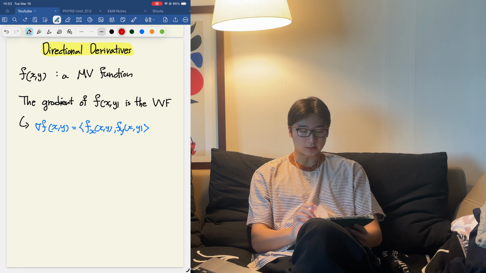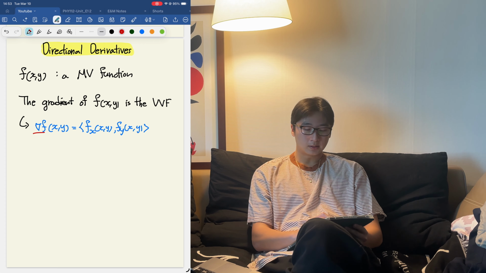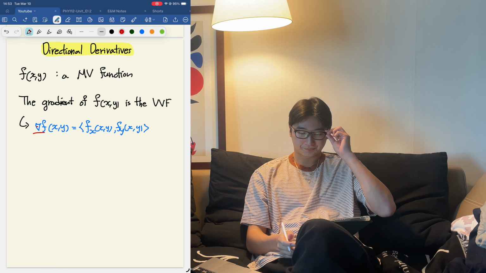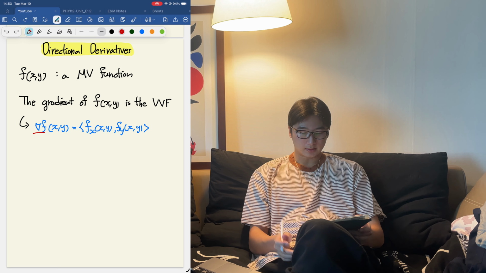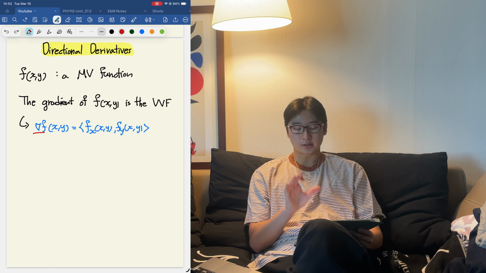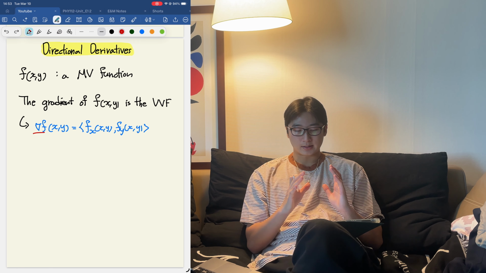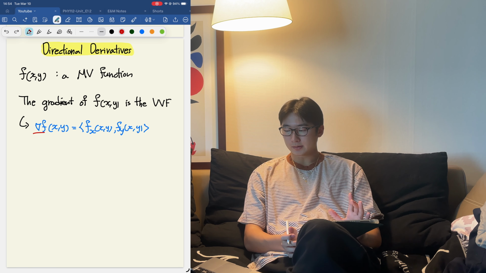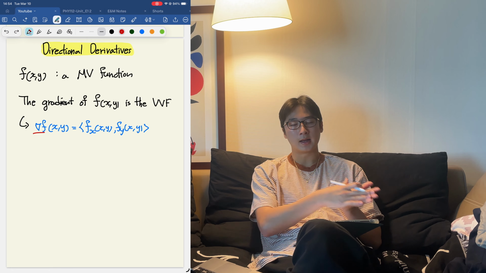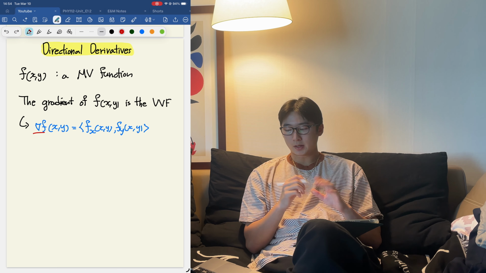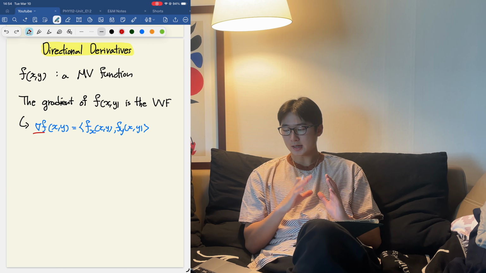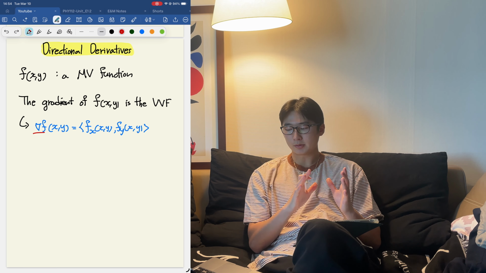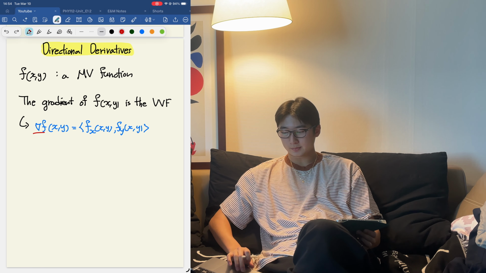So this is the gradient. We use this del operator, which looks like an upside down delta sign. The gradient is just a vector, and each component is a partial derivative. Remember, partial derivatives are just the slope along the x or y axis. But in real life, we never move exactly along the x or y direction, right? We move in an arbitrary direction. That's why we need directional derivatives.